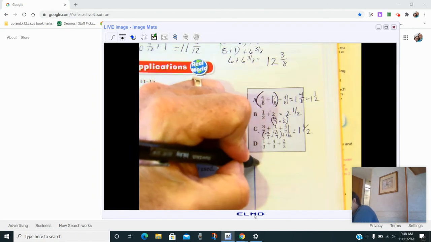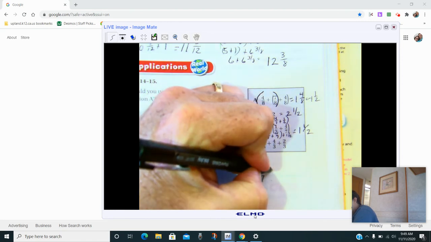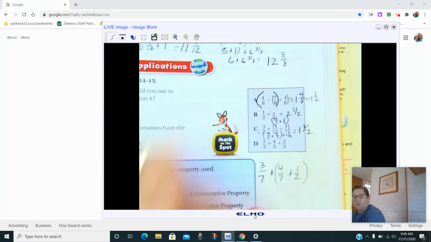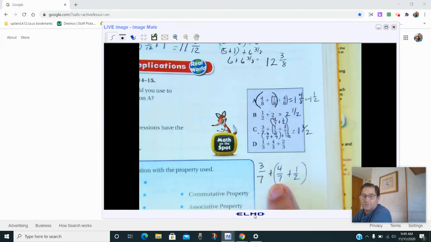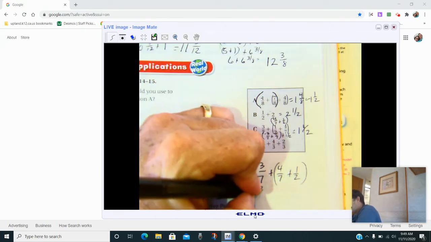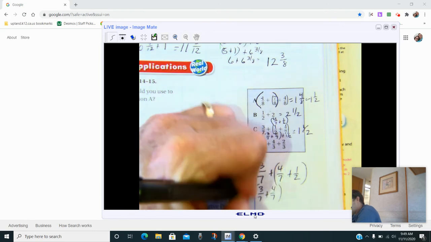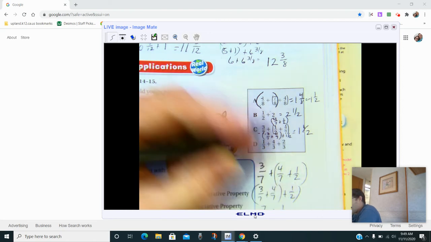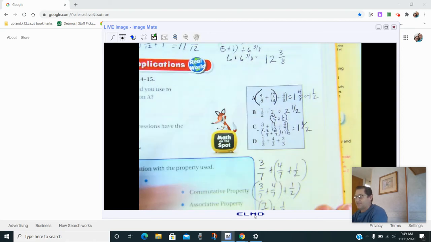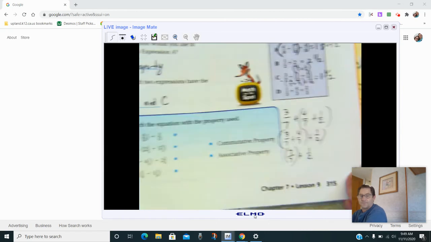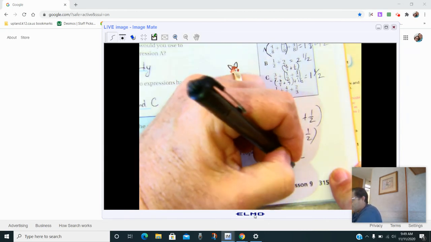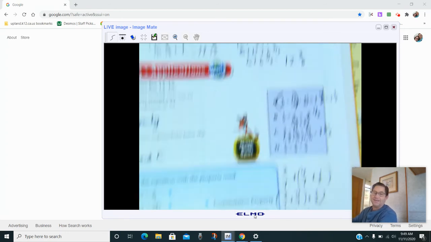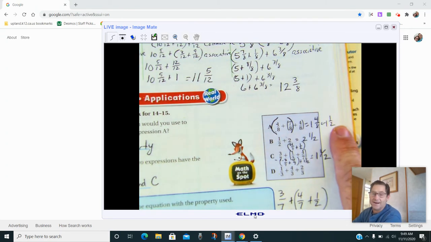Okay. Let me rewrite C down here just so we can see it. So the first thing I did was I changed the order of the 4/7 so it was next to 3/7. Then if we use the associative property, we're going to get 7/7 plus 1/2. 7/7 is equal to 1. 1 plus half, 1 1/2. And we already said that A was also 1 1/2.